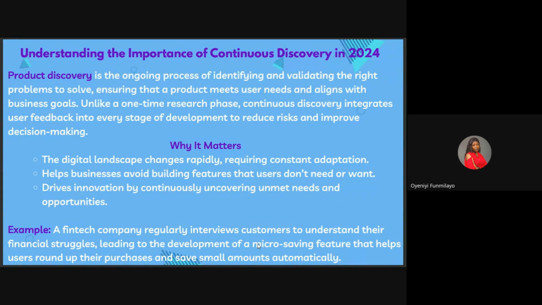So before the likes of Bolt and Uber came in, we had just regular Molue, taxi, bus, and all of that. That was what we were using. And then all of a sudden, Bolt came.